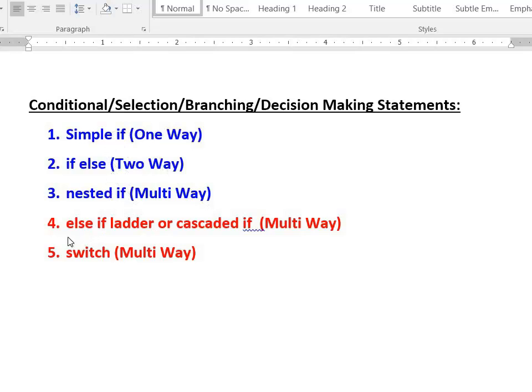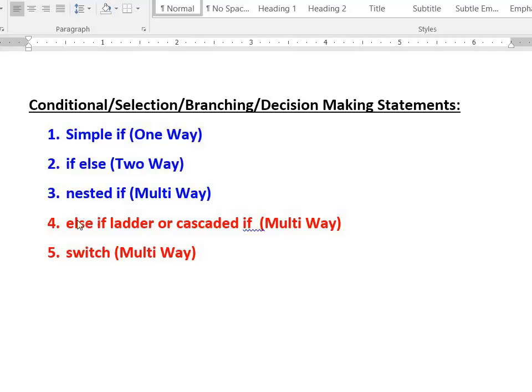In today's class I teach you first else if ladder, afterwards I teach you the switch statement. These two are also conditional statements available in C language. These two are also multi-way. That means we select one of the many alternatives. But the problems which we can solve by using nested if are different. The problems which we can solve by using else if ladder are different. The problems which we can solve by using switch are different. By practice we'll come to know which one I need to use to solve which problem.